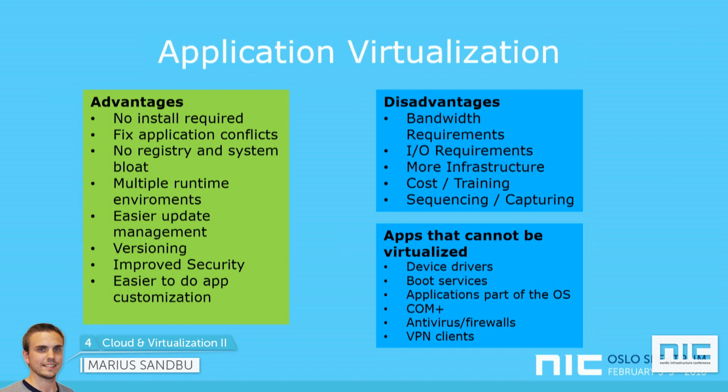And of course, there are some applications that we actually cannot virtualize. For instance, some applications including device drivers, boot services, things that are part of the kernel. So we also have, for instance, VPN clients or host-based firewalls. They often include their own filter driver as part of the networking stack and so on. And since application virtualization is running on top of the operating system, mostly in form of a service or an agent, it's kind of hard to do capturing.